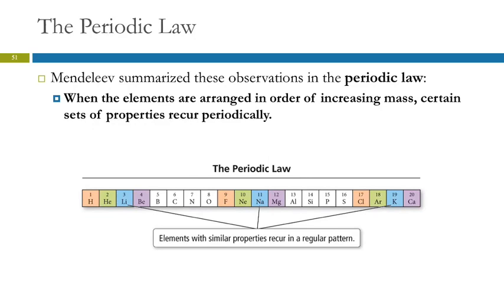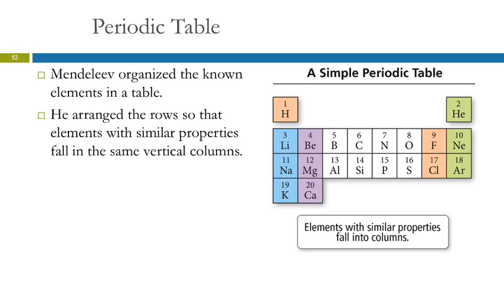So he summarized these observations in what came to be known as the periodic law. When the elements are arranged in order of increasing mass, certain sets of properties recur periodically. And so he used this idea and rearranged the atoms into a table. The elements.